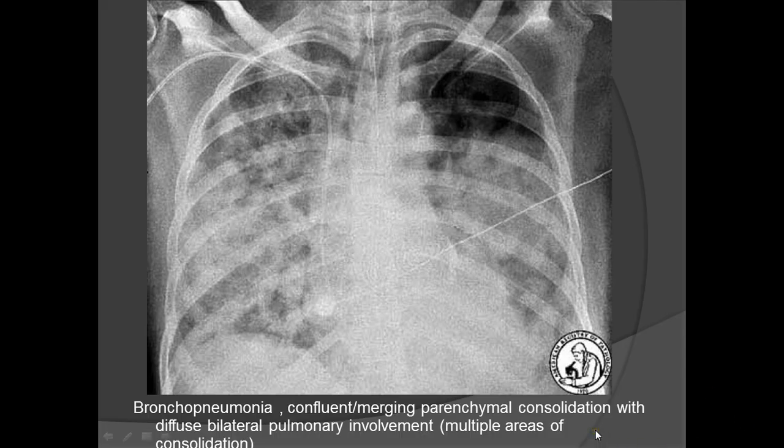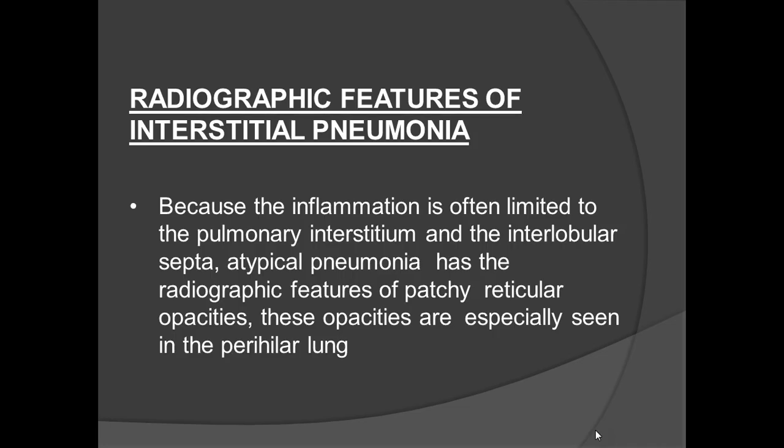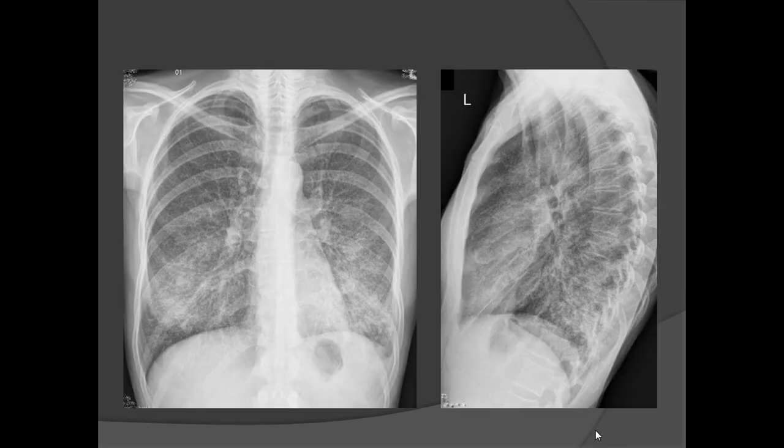So again, another patient of bronchopneumonia, with confluent parenchymal consolidation and diffuse bilateral pulmonary involvement. Then comes interstitial pneumonia. As I've told you, there is a thickening of the alveolar walls and interstitium of the lung, not involving the alveoli themselves. So it may be seen as interstitial thickening, as linear reticular markings in the perihilar, hilar region.